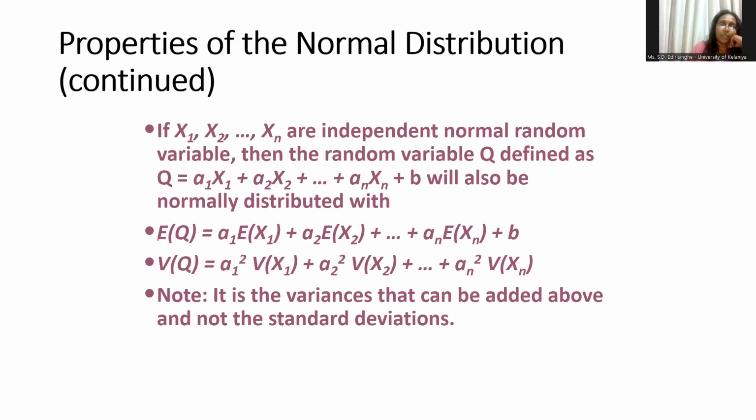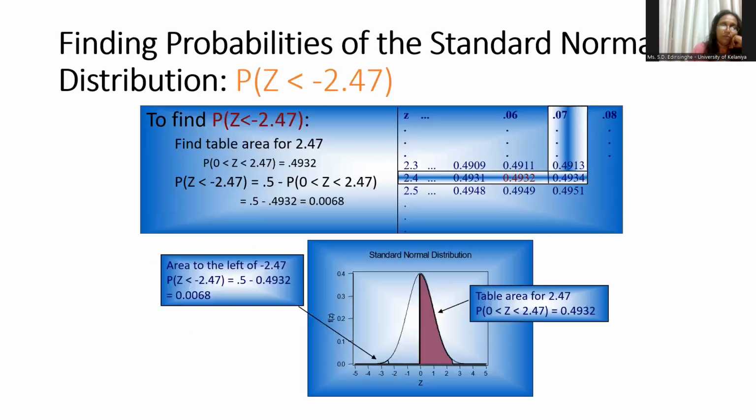If x1, x2 are independent normal random variables, then we can show that, no need to get everything. It is a bit deep. But finding probabilities of the standard normal distribution is very important, because that is what you will use in applications. Hope to give some examples next time, but this time I will explain.